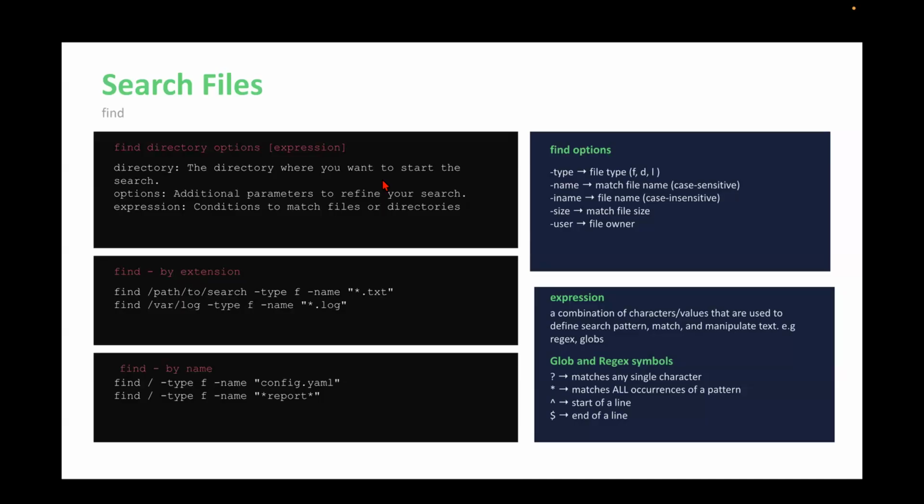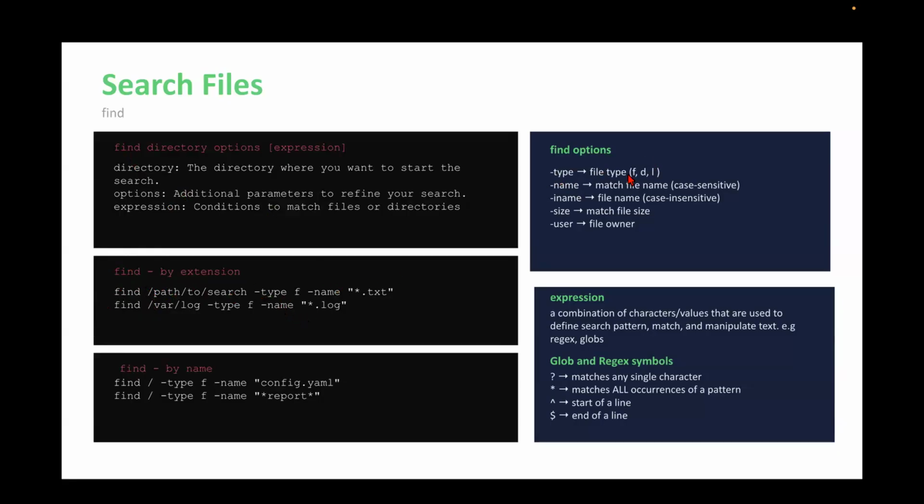So you can think of expressions like that as a kind of filtering. You can find by extensions and you can find by name. And here we have the syntax that you usually use, which is find, and then of course the directory, like I mentioned. It could be anywhere, and then the type.